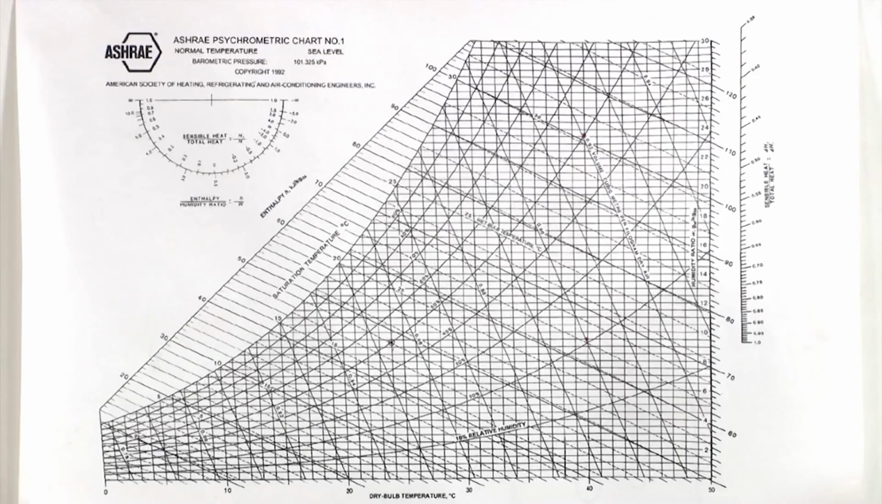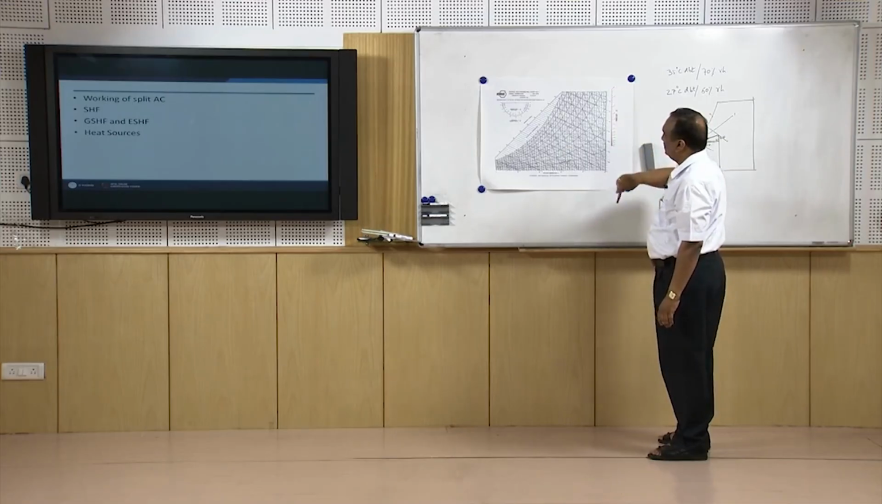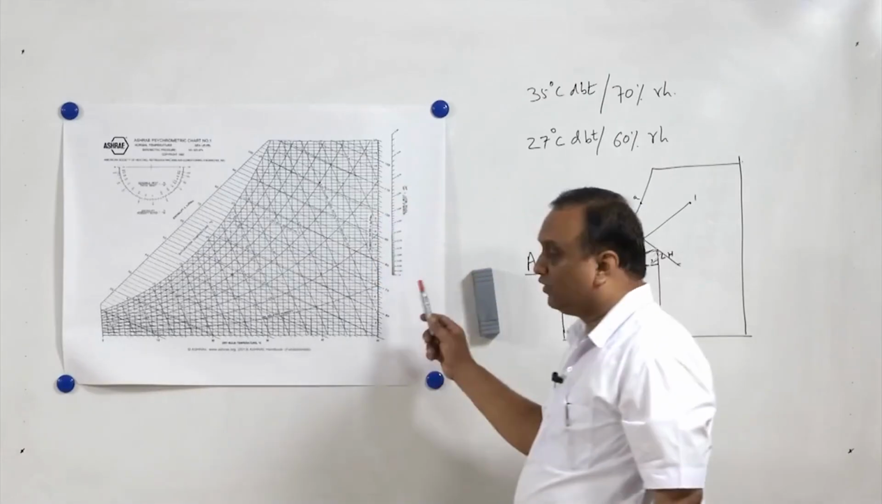So the moment we keep on decreasing the sensible heat factor, the slope of this line keeps on changing. I will show you the sensible heat factor on a psychometric chart. In this chart, there are certain dash marks on this scale, and there is a half circle also. You can use either of these two.